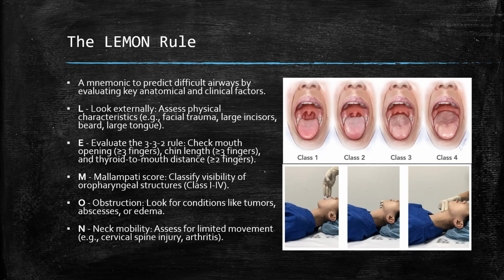Chin length. Measure from the mentum, chin, to the hyoid bone, should be at least 3 finger breadths. A shorter distance indicates less submandibular space to displace the tongue, making visualization harder. Thyroid to mouth distance, from the hyoid bone to the thyroid cartilage, should be at least 2 finger breadths. A shorter gap suggests a higher, more anterior larynx, which is tougher to align for intubation. If any of these measurements are reduced, it's a warning sign of a difficult airway.